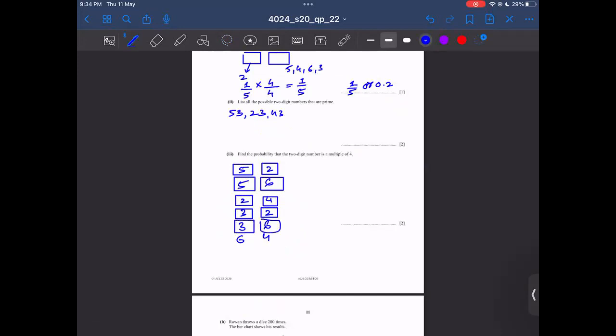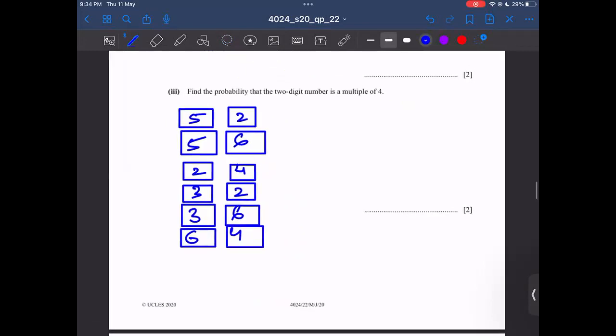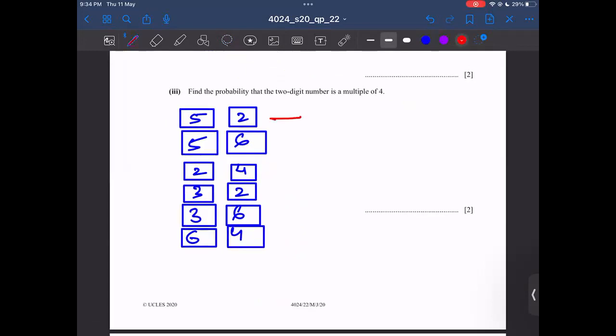So I just got all the outcomes here. There are 6 outcomes. Let's find the probability of the first outcome. The probability of having a 5 is 1 by 5. The probability of having a 2 is 1 by 4. So the answer is going to be 1 by 20.